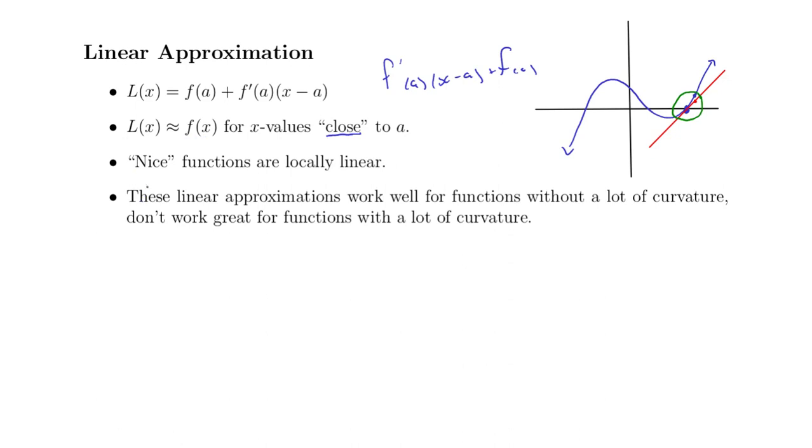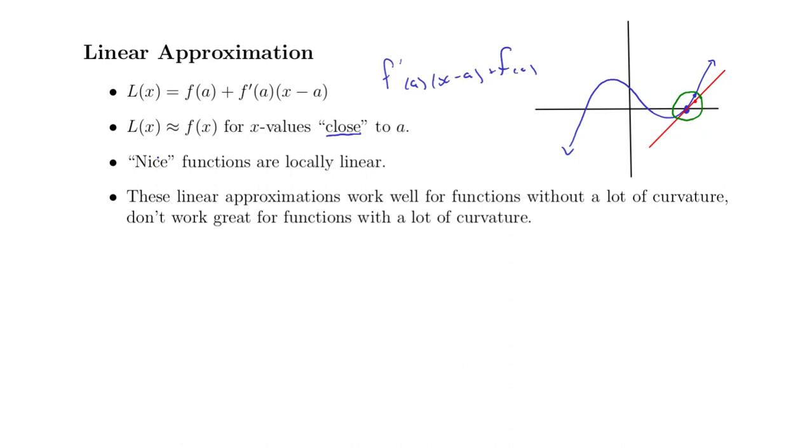This works for nice functions, and what I mean by nice is continuous and differentiable. We have to be able to draw these tangent lines, and so having that differentiability is what allows this property of local linearity, which means that as you zoom in on a function that's continuous and differentiable, it ends up just looking like a straight line.